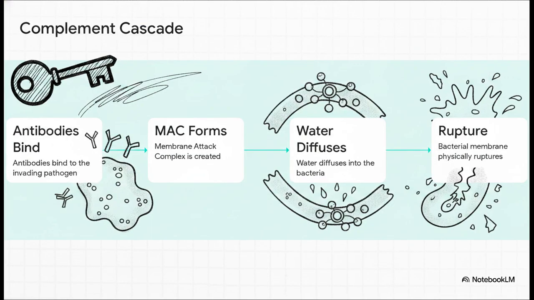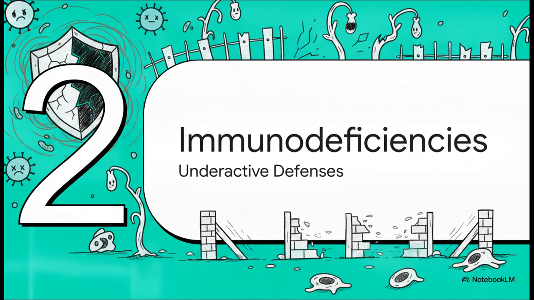And once that lock and key fit together perfectly, it sets off what we call the complement cascade. This is a truly fascinating, multi-stage inflammatory response. When antibodies bind to a pathogen, they form a membrane attack complex. This mechanism literally blows up invading bacteria. It changes the cellular pressure, forcing water to diffuse into the bacteria until it physically ruptures. It is wild. Moving right along to Section 2, Immunodeficiency Disorders.